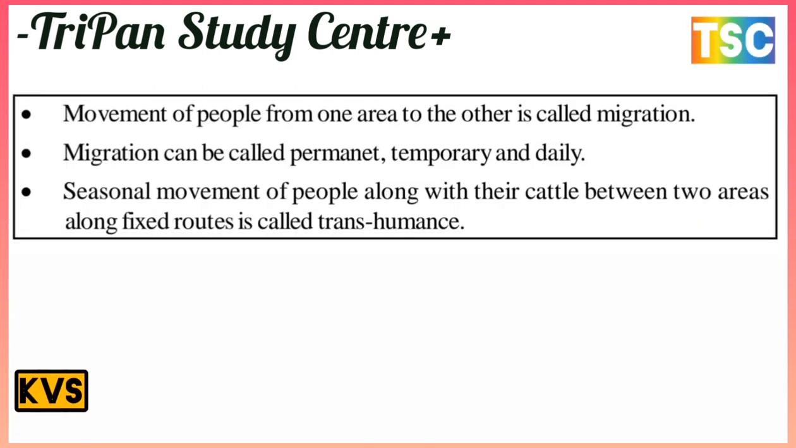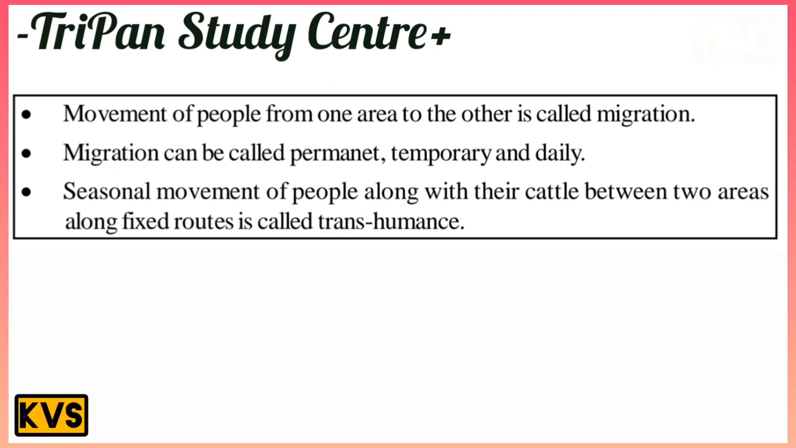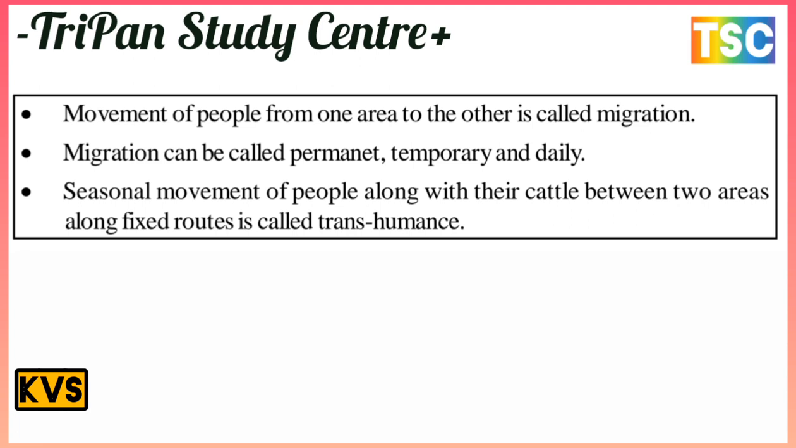The next point is important; note it in your notebook. A summary: first, the movement of people from one area to another is called migration. Second, migration is of two types, temporary migration and permanent migration. Temporary migration is also called daily migration. These are the only two types, permanent and temporary.